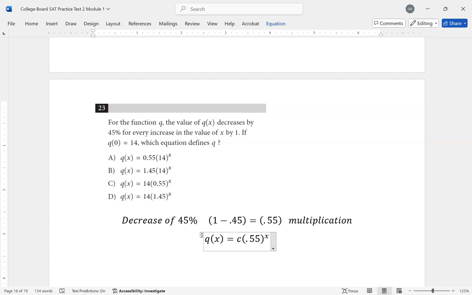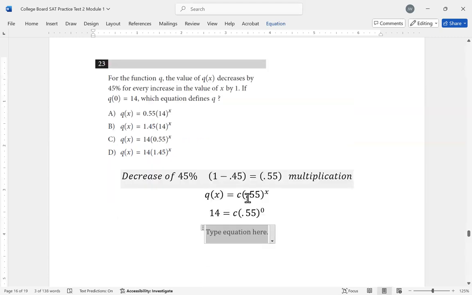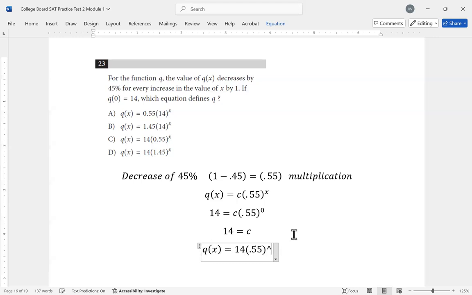Now it also says q of 0 is equal to 14. So this is how I figure out my constant. 14 is what's going to be the output when we put in an input of 0. So in other words, 14 is going to be my c because 0.55 raised to the 0 power is 1. So 14 is going to be my constant. And that means that my function q of x is equal to 14 multiplied times 0.55 raised to the x power.